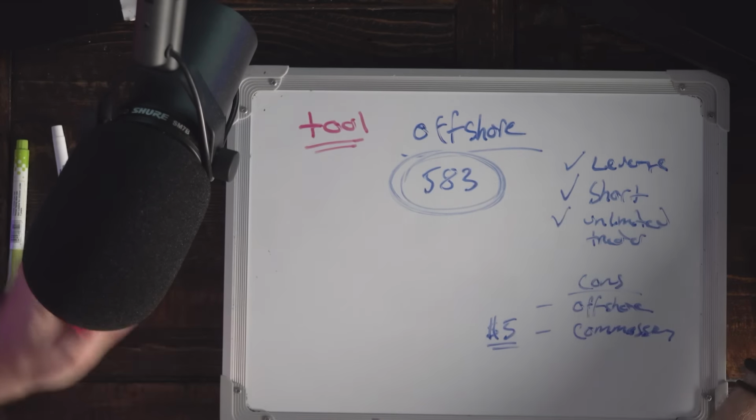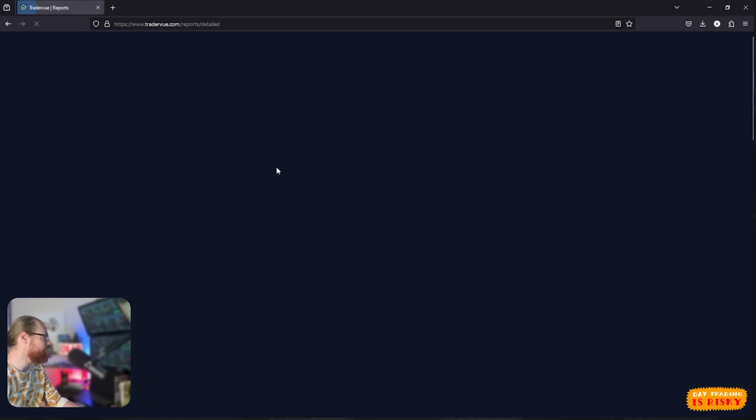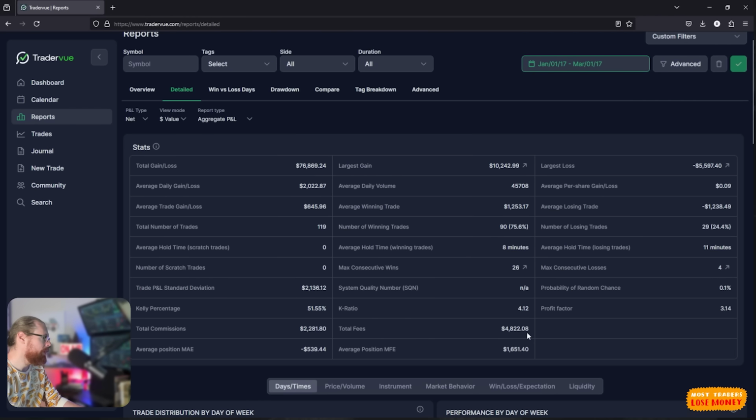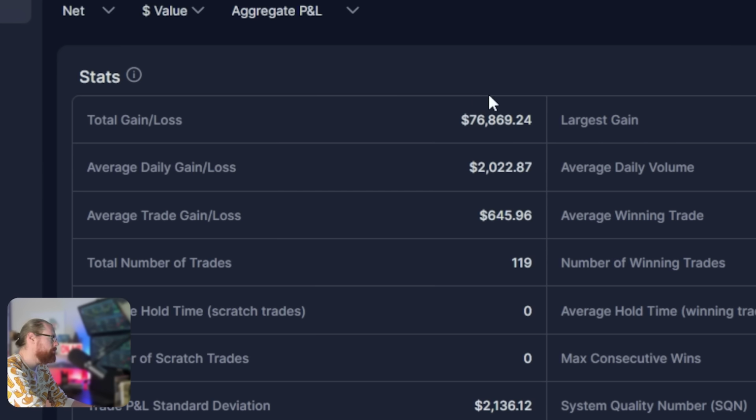I did pay fees and commissions. If we look at these trades here from January and February, I paid a total of $4,800 in fees, which you could see right here. Plus I paid an additional $2,200 in commissions. So we'll just round it up to $5,000, $6,000, $7,000. So as it turns out, percentage-wise, it's like 10%.